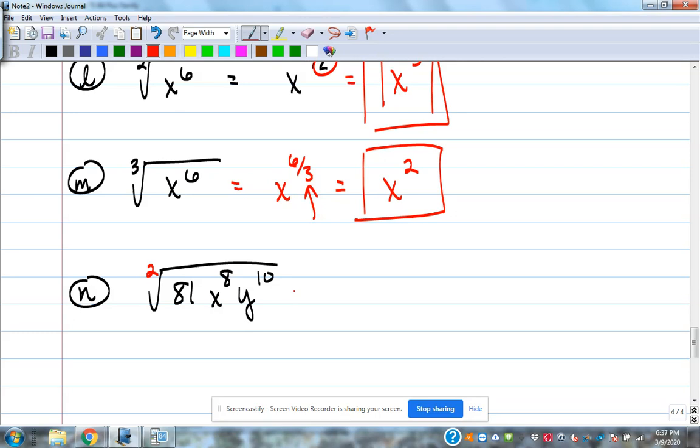So let's rewrite this as fraction exponents. So 81 to the 1/2 power, x to the 8/2, y to the 10/2. What's 81 to the 1/2 power? Or what's the square root of 81 is another way to think about that. 9. What about the x? About the y? Do any of those need absolute value marks?